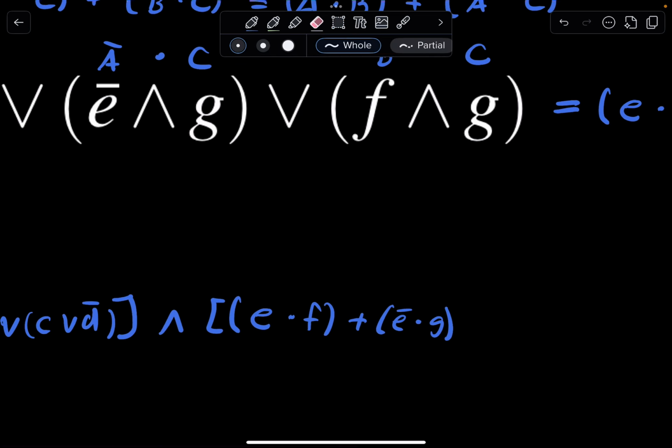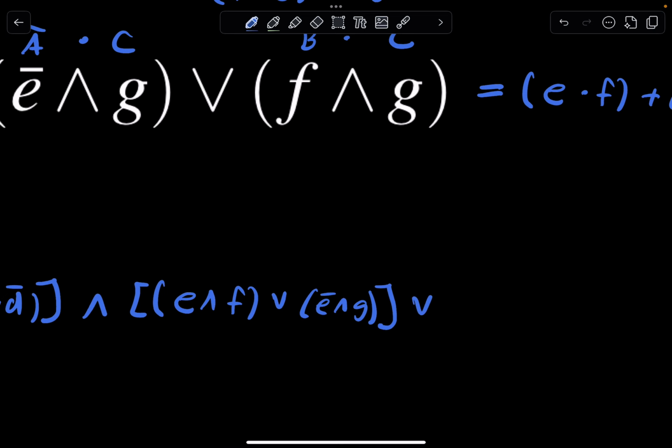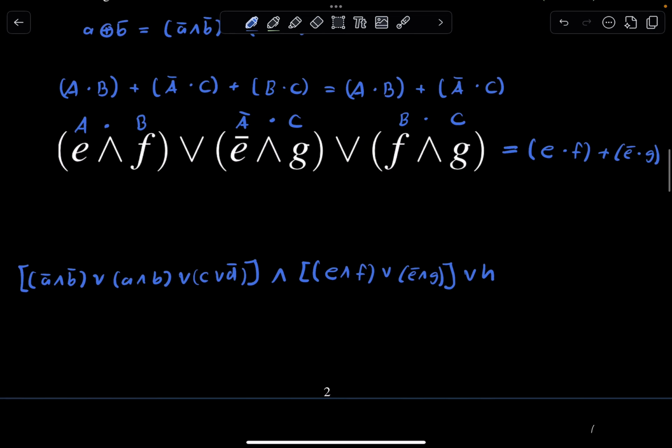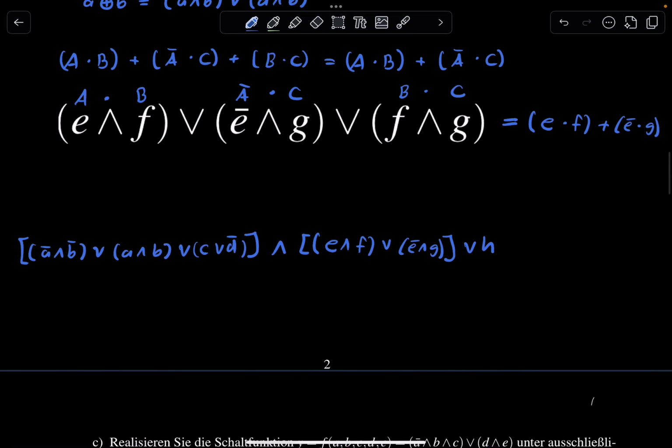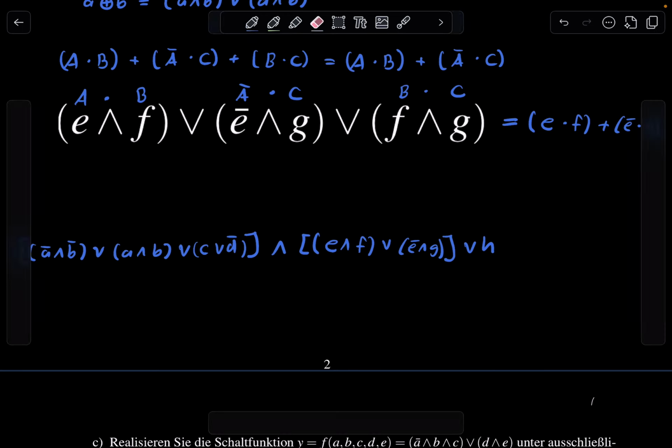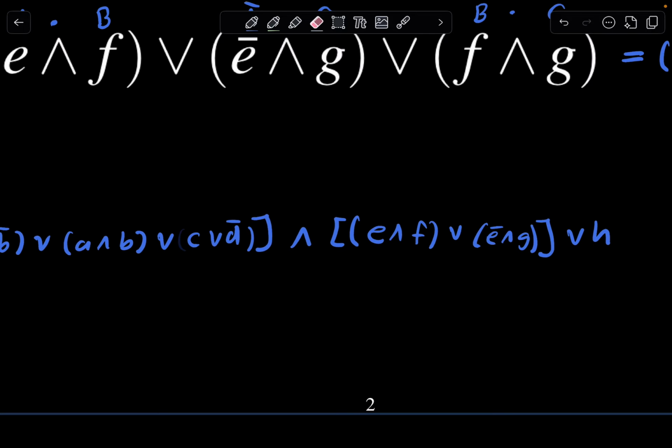I'm gonna rewrite it with the correct operators. This is AND, this is OR, this is AND, and this is gonna be OR H. And that's pretty much it. That's pretty much how it is done. We cannot further develop this.